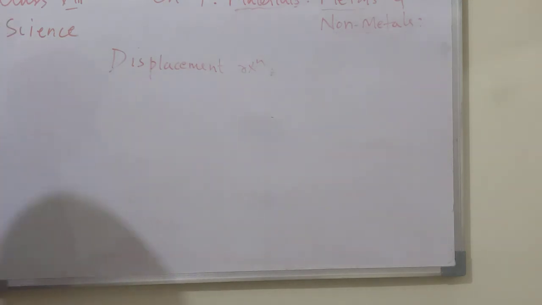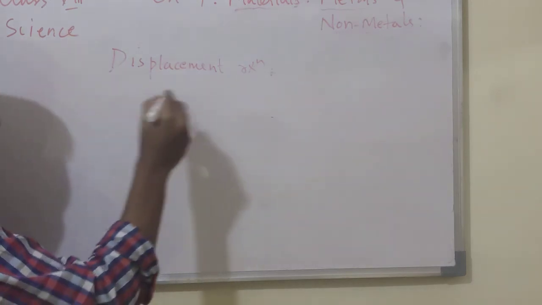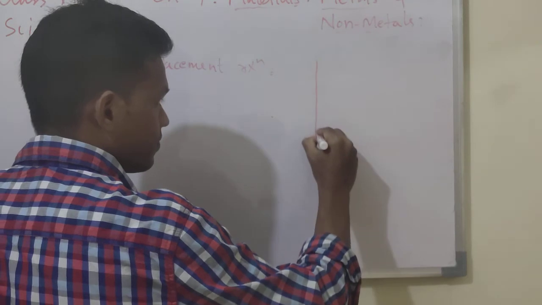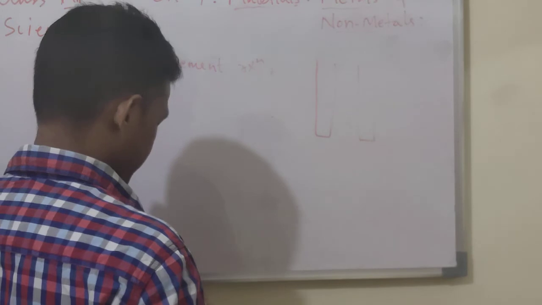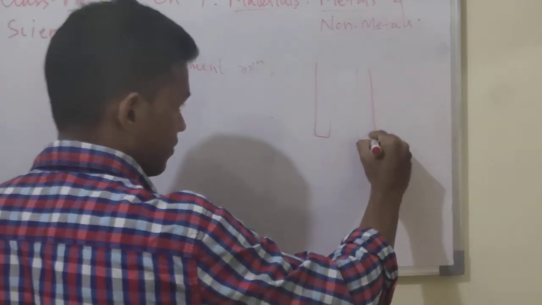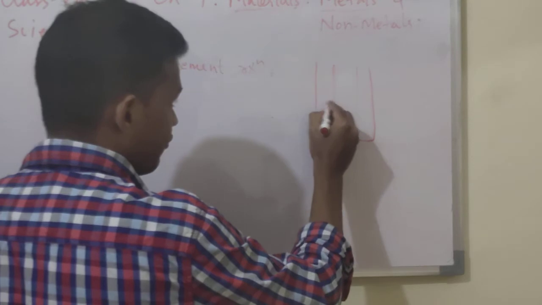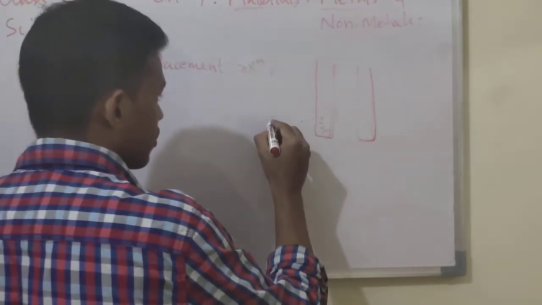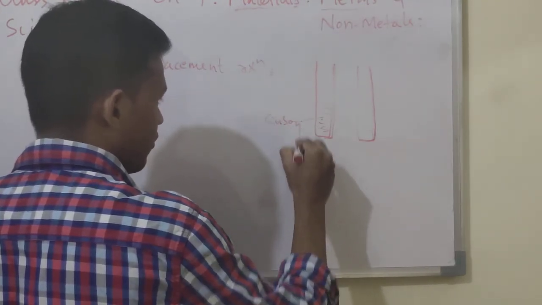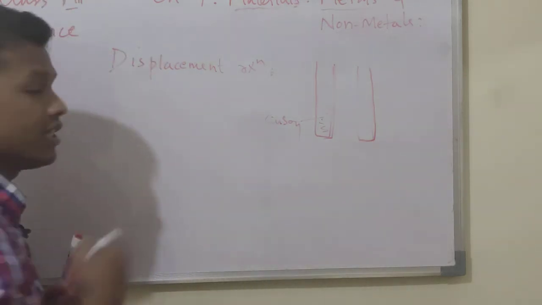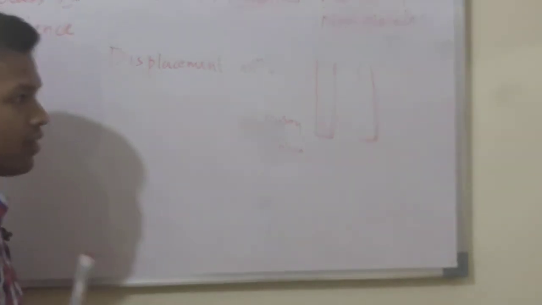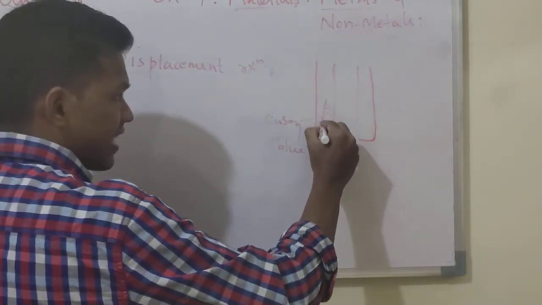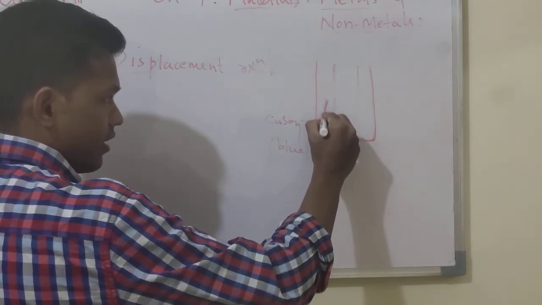First, we will take copper sulfate. Take a test tube and fill it with copper sulfate, CuSO4. Initially it is blue in color. Got it now? Blue in color. Now keep an iron nail inside. If you keep an iron nail, what happens?